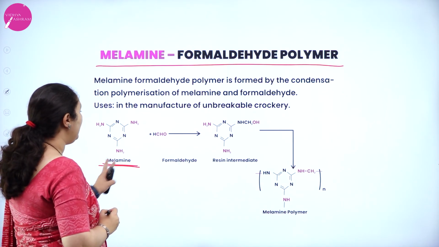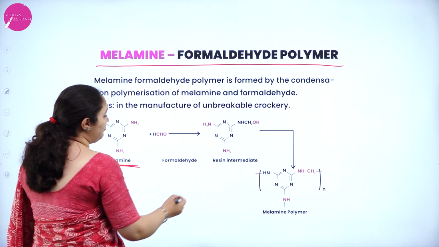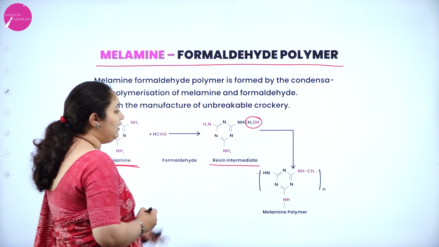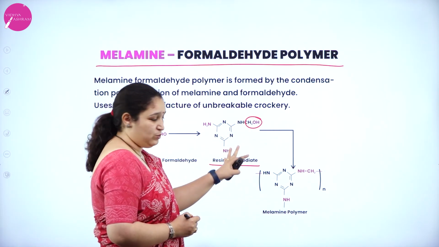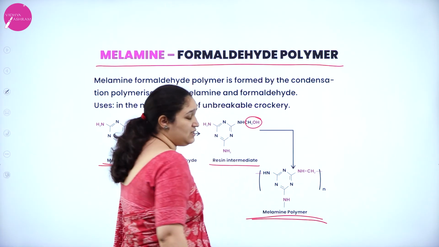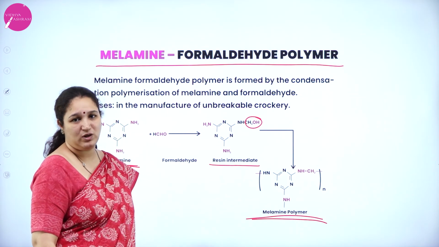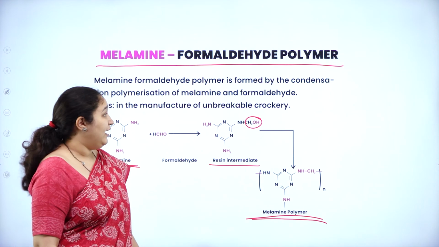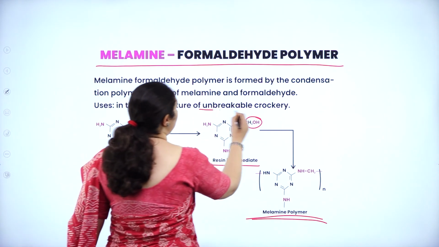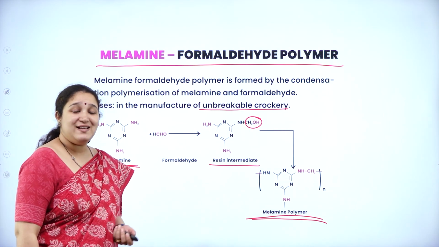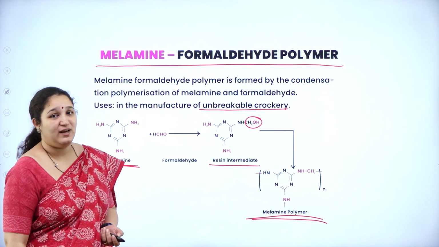Melamine with formaldehyde will form a resin intermediate. You can see CH2OH group is added. Further, it will react with one another to form melamine polymer. This is the structure of melamine polymer. It has got extensive cross linking. Thus, it is used in manufacture of unbreakable crockeries. So that's about melamine formaldehyde resin.